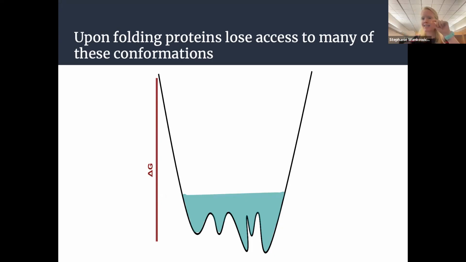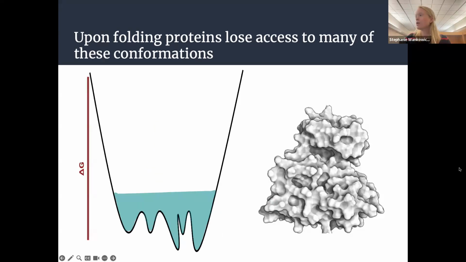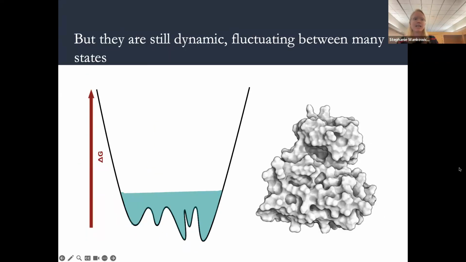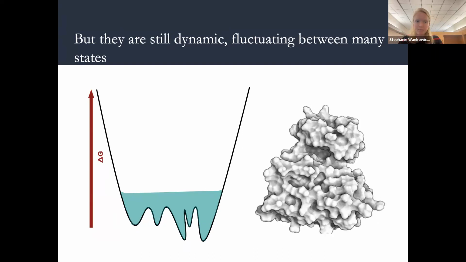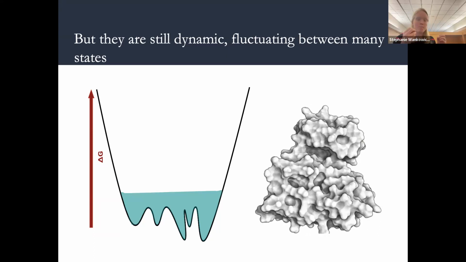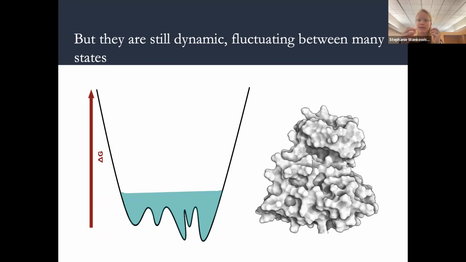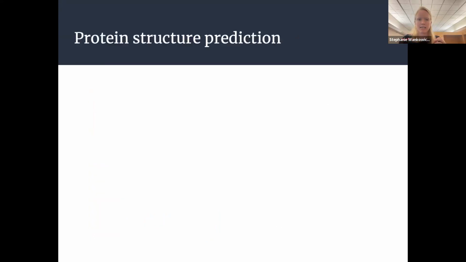But notice that this is not a single point. This landscape still has a significant amount of width, indicating that proteins within their native ensemble are still accessing many states. We can think about this when we think about the dynamics that the protein has: it's moving between these many different states. To be able to think about how we are modeling proteins, how we're designing proteins, we have to be thinking about them moving between these states.